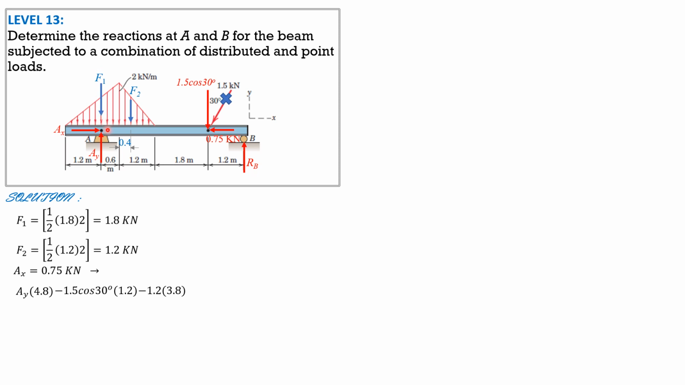Then minus F1 times 4.8, minus 1.8 times 4.8 equals 0. So from there, we can solve AY. AY is equal to 3.075 kilonewtons upward. So the magnitude of reaction at A, square root of 0.75 squared plus 3.075 squared. So R sub A is 3.165 kilonewtons up to the right. For the inclination, tangent theta, AX is 3.075 over 0.75.